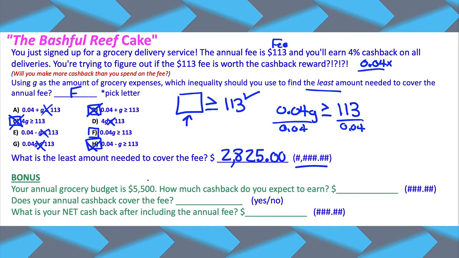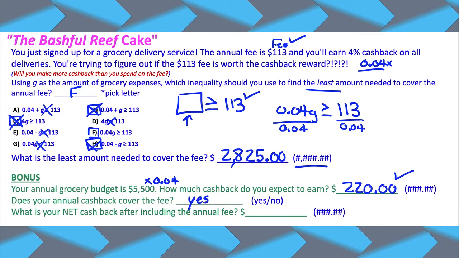Oh, I mean 4%. So basically you take that times your percentage. So let's take that times 0.04. 5,500 times 0.04 is $220. Okay, so you're expected to earn $220 cash back with this delivery service you've signed up for. Does your annual cash back cover the fee? Yes, you're going to get back $220 and you spent $113 for the service. So yes, you're going to get more cash back than you spent on the fee.